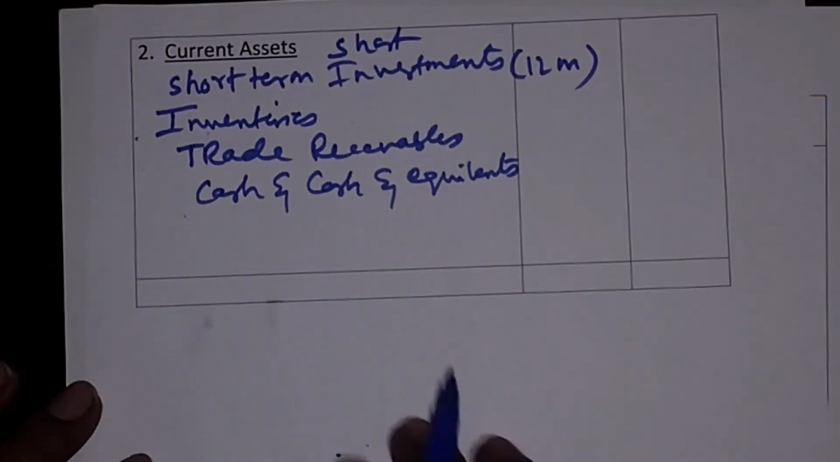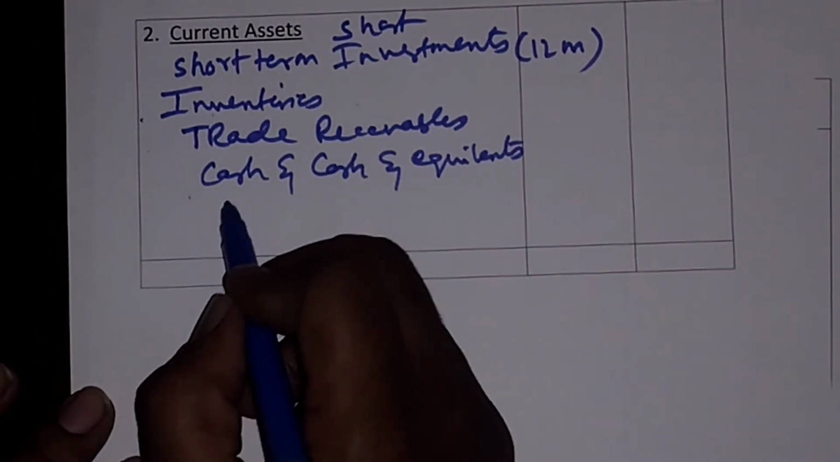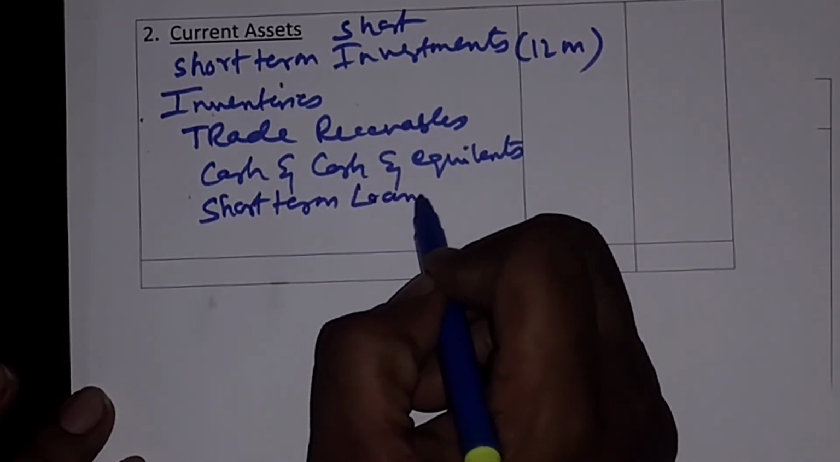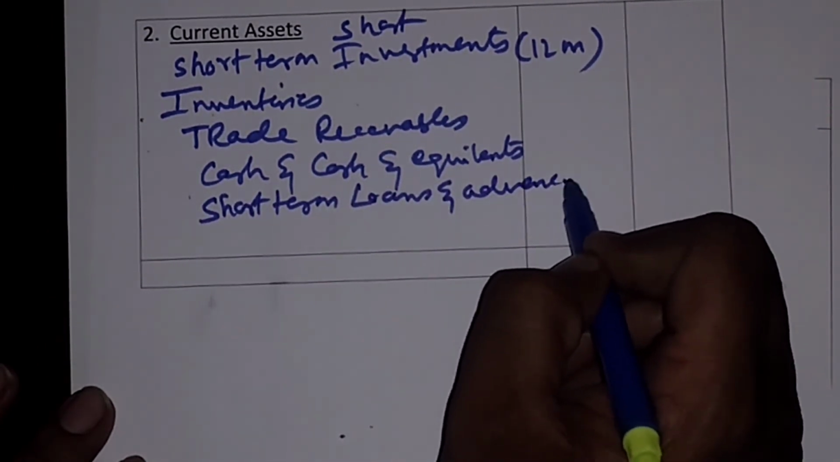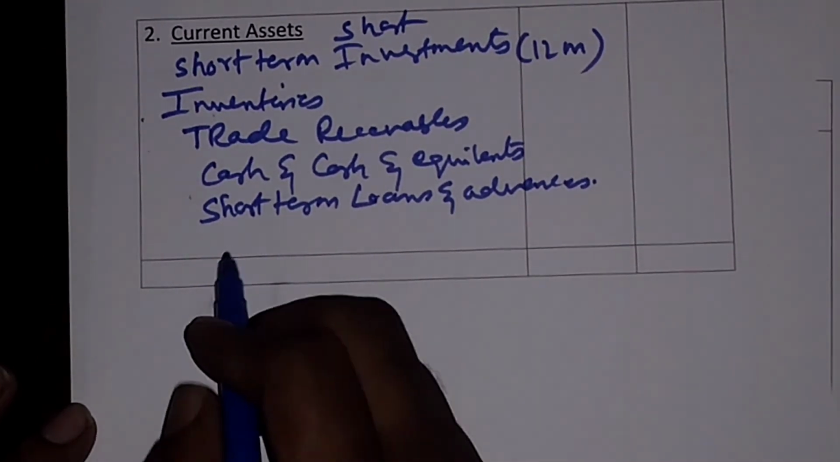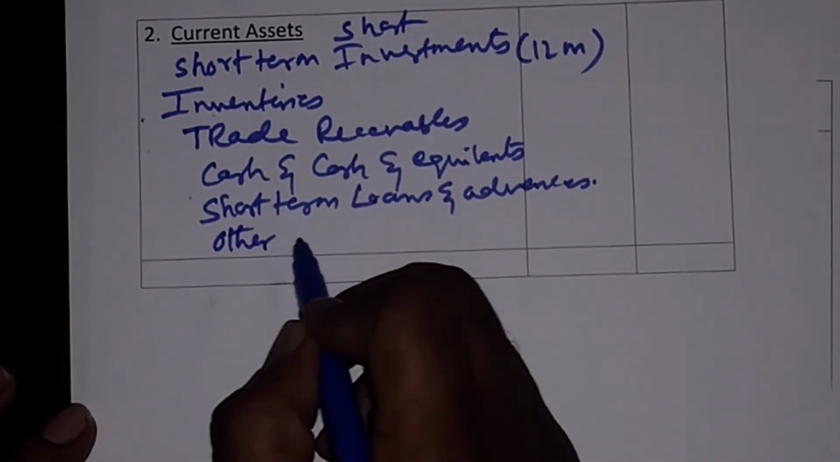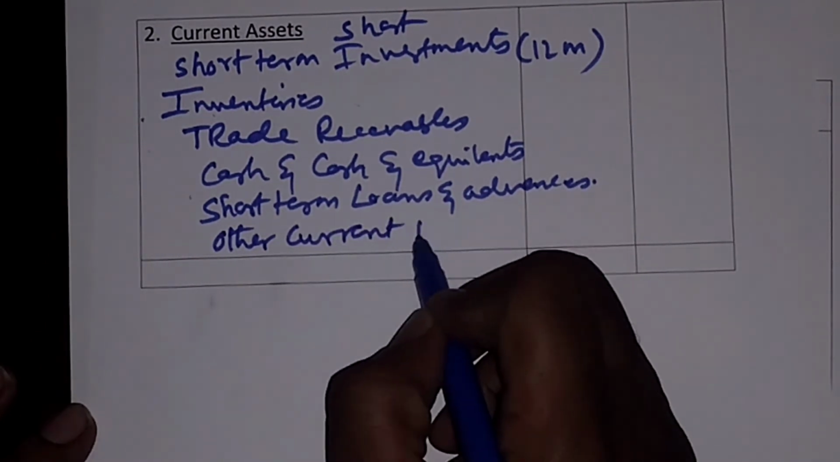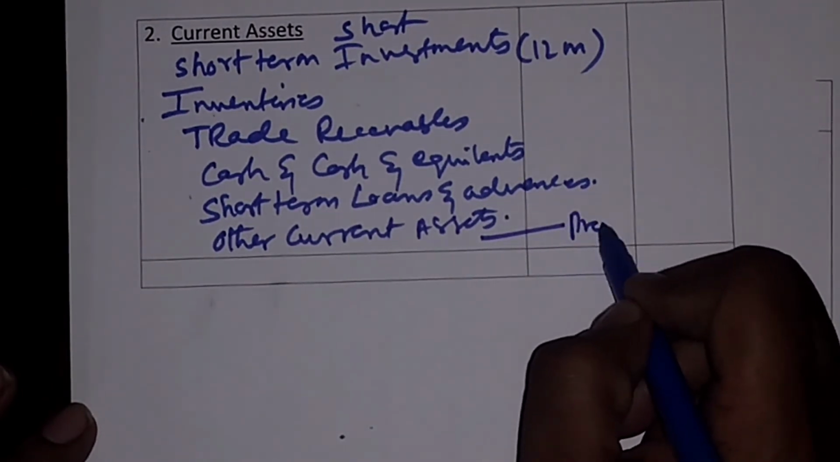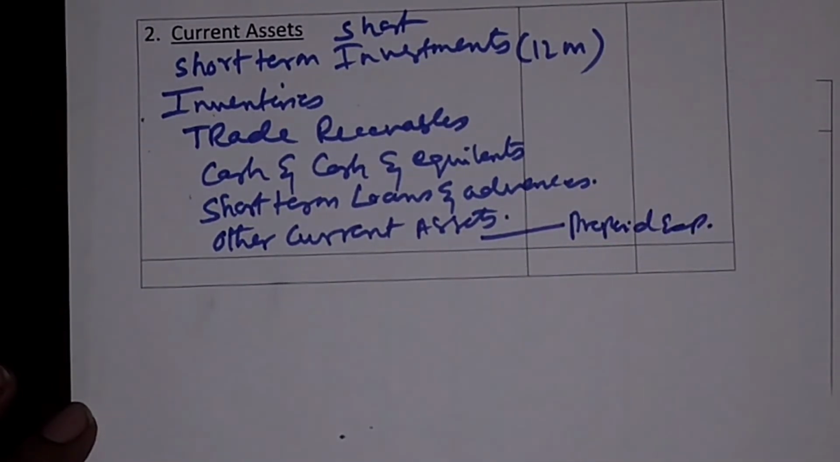After cash and cash equivalents, the next one is short-term loans and advances. Any loans and advances provided to the workers, we call short-term loans and advances. And the last one is other current assets. In other current assets, we record the prepaid expenses. These are the maximum entries which will appear regularly in the balance sheet.